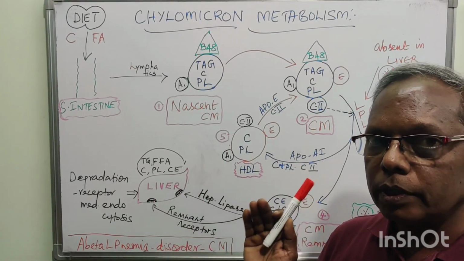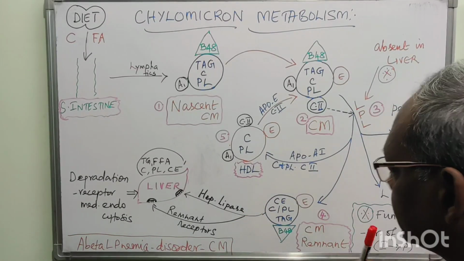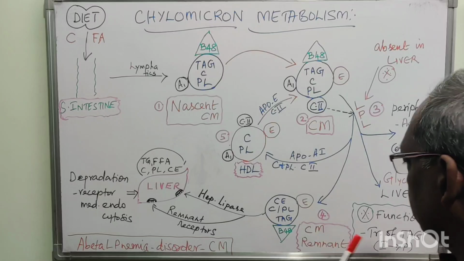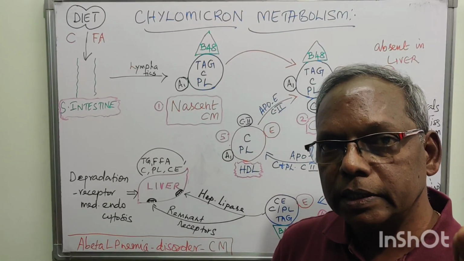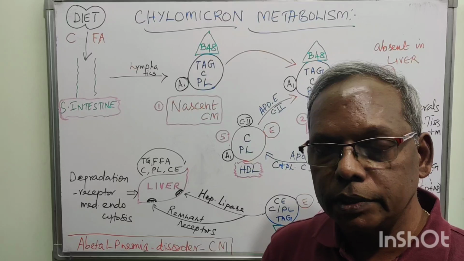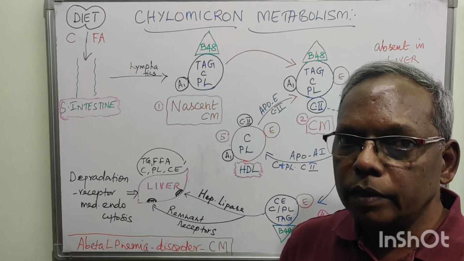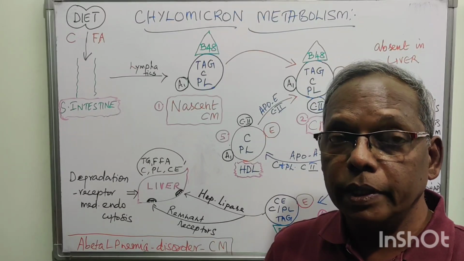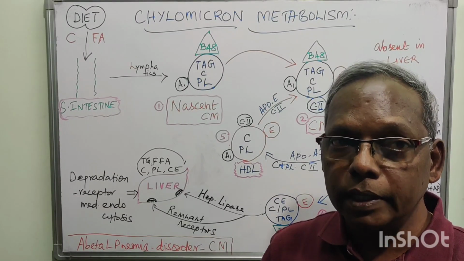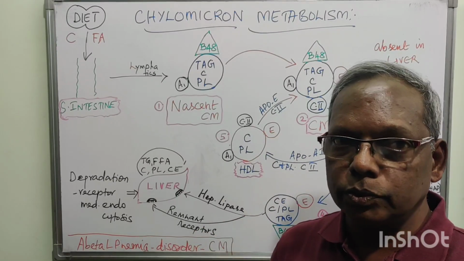So don't worry about chylomicron metabolism. It is a very important metabolism, because its function is to transport triacylglycerol from the intestine to the peripheral tissues. That is a very, very important answer for your viva. What is the role of chylomicron? Transportation of triacylglycerol from intestine to the peripheral tissues, right?